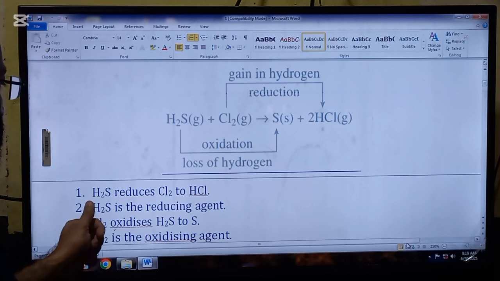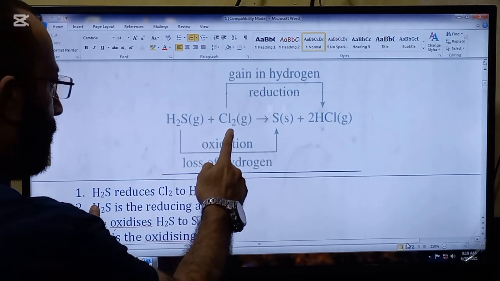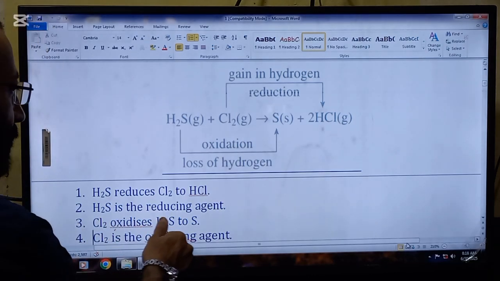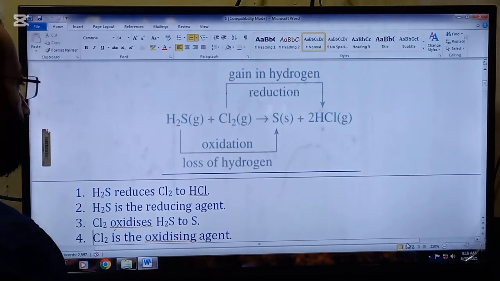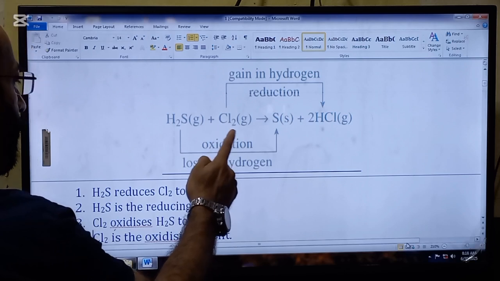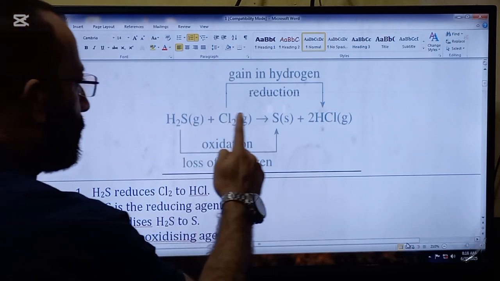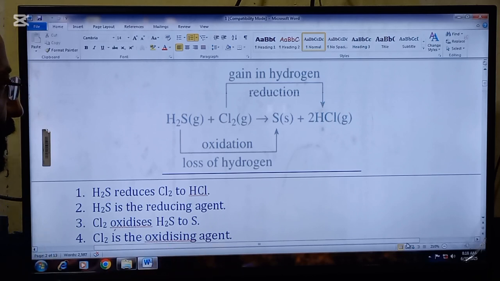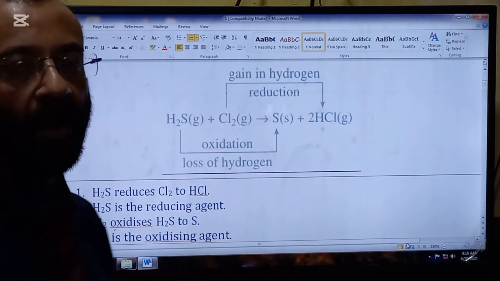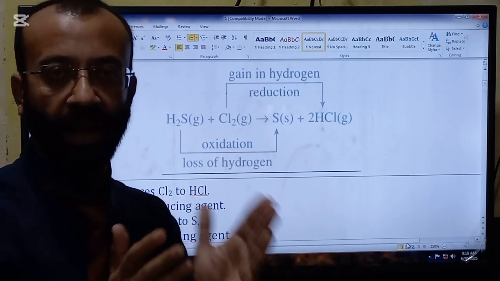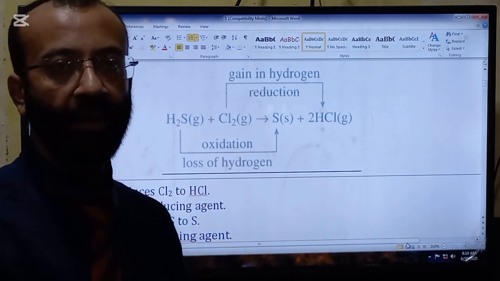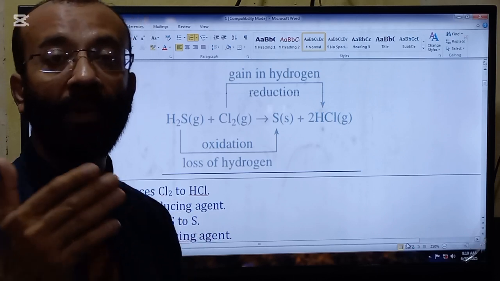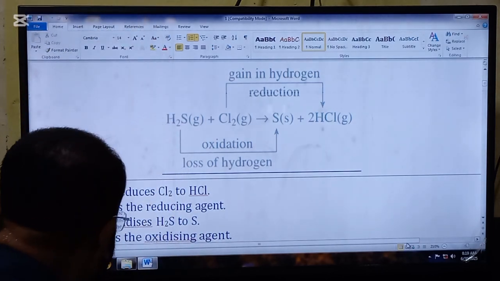Now you can see H2S reduces Cl2 to HCl. That's why H2S is called a reducing agent, whereas Cl2 oxidizes H2S to S. That's why Cl2 is an oxidizing agent. So this is an example of gain and loss of hydrogen. Now we are going to read an example of gain and loss of electrons. So look now.